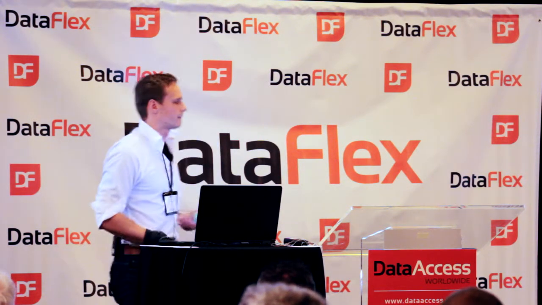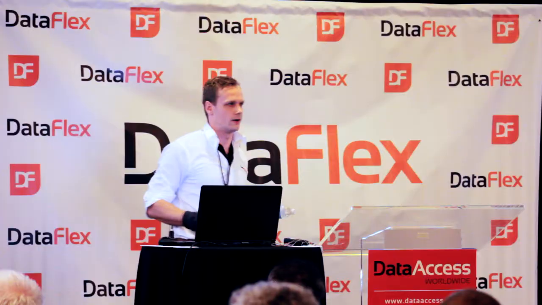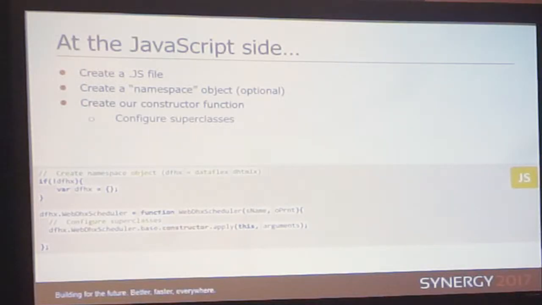So on the JavaScript side, we'll be creating a JavaScript file. And something that I personally like to do, and this is optional, is create what I call a namespace object. This allows me to keep everything that I'm doing grouped inside this namespace object, so everything that's related to that custom control. We'll also be creating our constructor function here, which is what you can see I have done below.